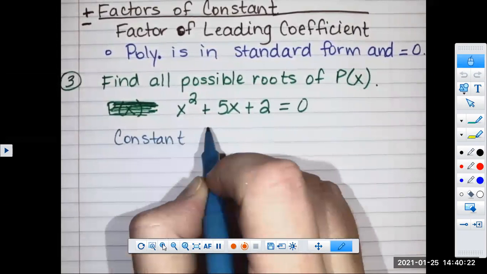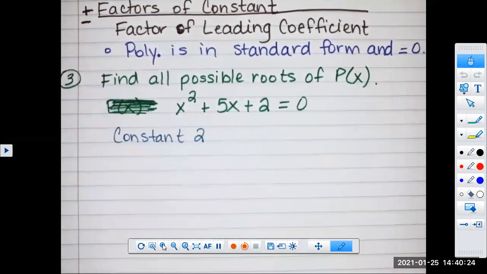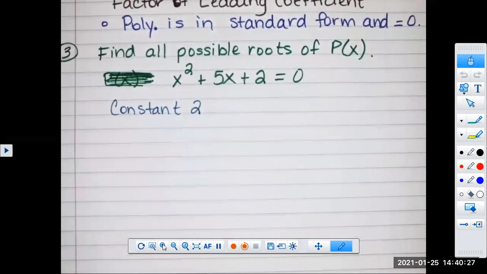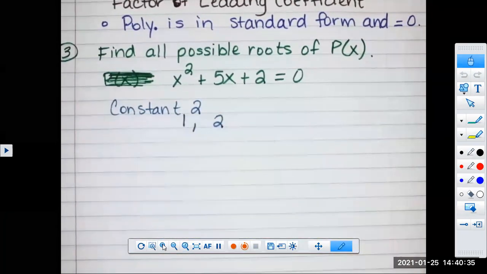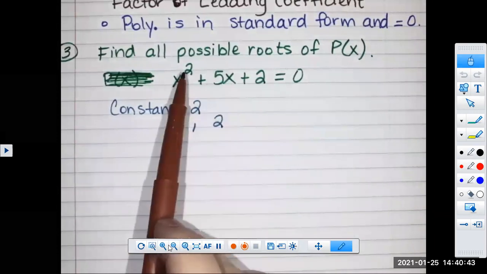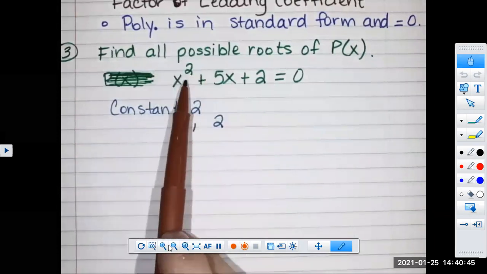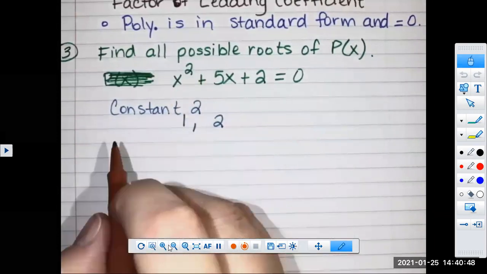You list all of the factors of it. What are all the factors of 2? What are the only 2 factors of 2? There you go. So 1 and 2 are my factors. What's your leading coefficient? Your degree is 2, so this is your leading term. What's the number in front of it?